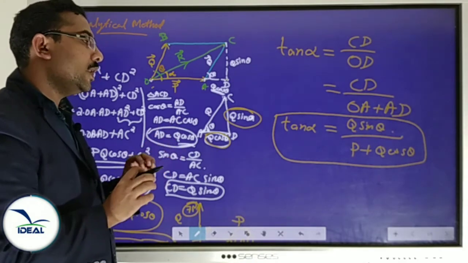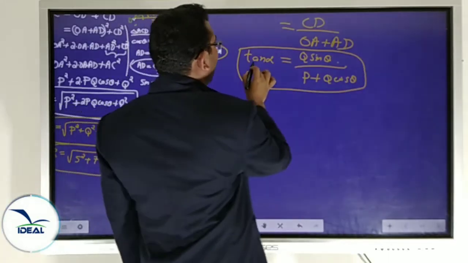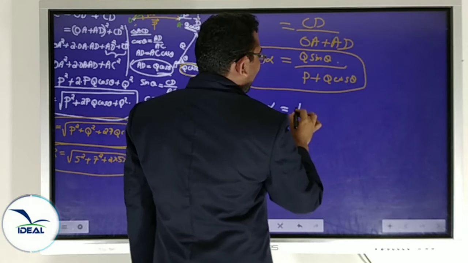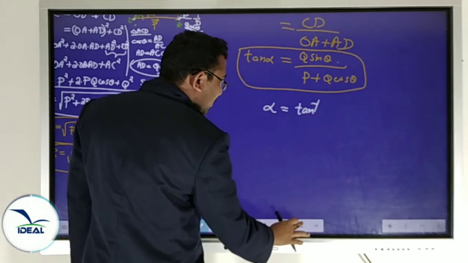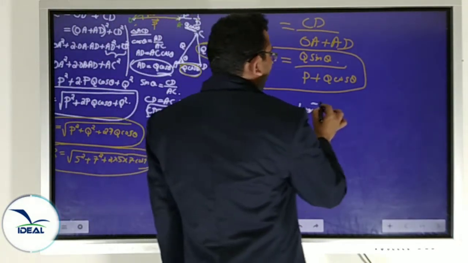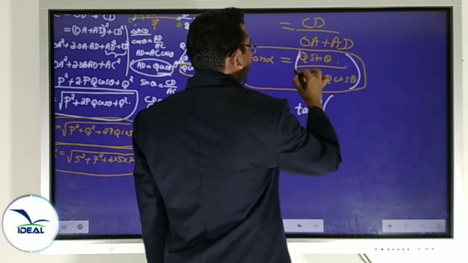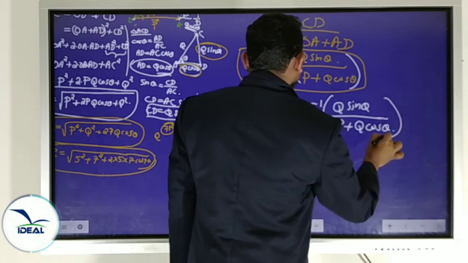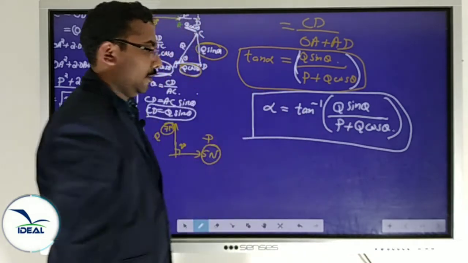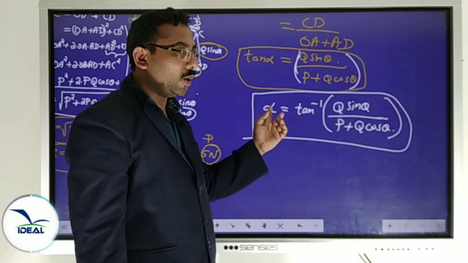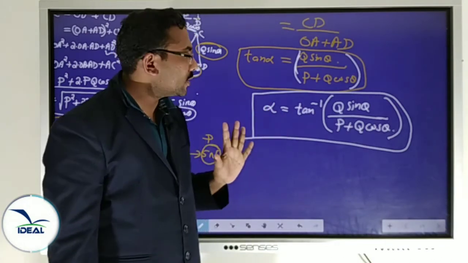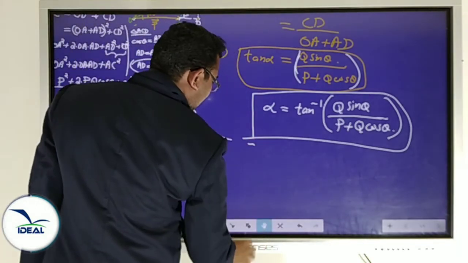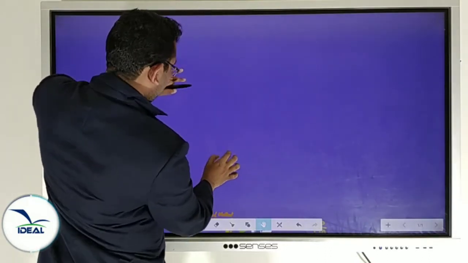Okay. Actually, the direction is alpha. If you write tan alpha, then also you get marks. But if tan alpha equal to Q sin theta by P plus Q cos theta, then alpha equal to, take the tan to the right side, we call it tan inverse. That is the inverse function, inverse trigonometry, you will study in mathematics. Alpha equal to tan inverse Q sin theta by P plus Q cos theta. You can find the value of the angle using the inverse function. Is it clear? Very, very important relation. Derivation.